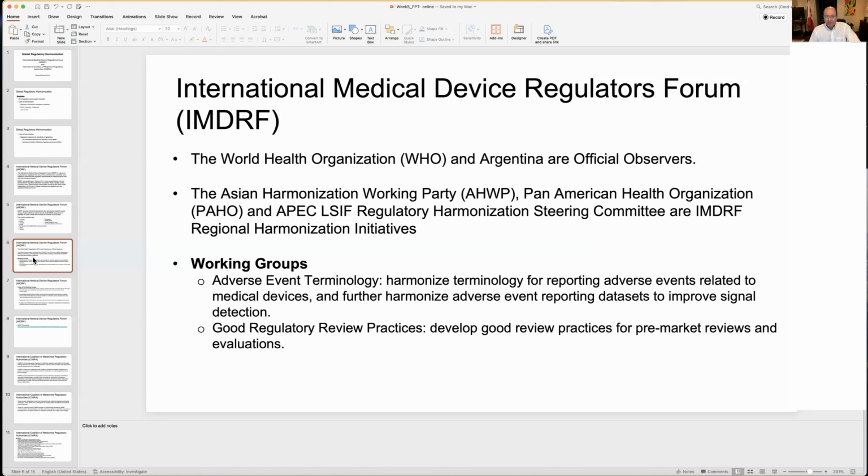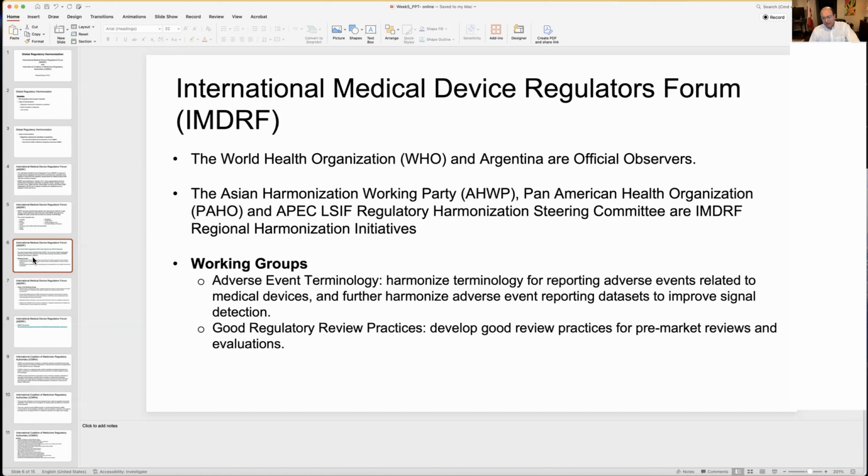Very important, because we need to establish the terminology for reporting the adverse events related to the use of medical devices. So what they do is harmonize the terminology for reporting adverse events related to medical devices and further harmonize adverse event reporting data sets to improve signal detection. Signal detection, in pharmacovigilance, or again, talking about the management of adverse events, is when we are looking into the trends and any abnormal increase in the number of safety reports received from users or patients using medical devices.